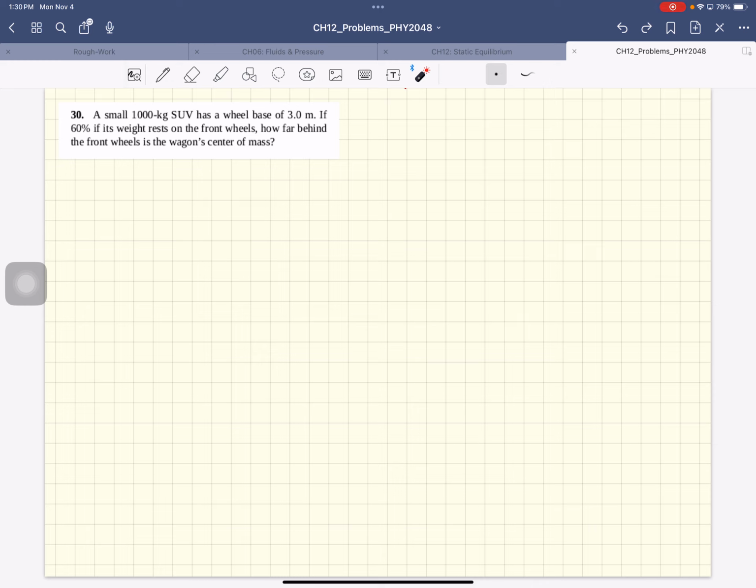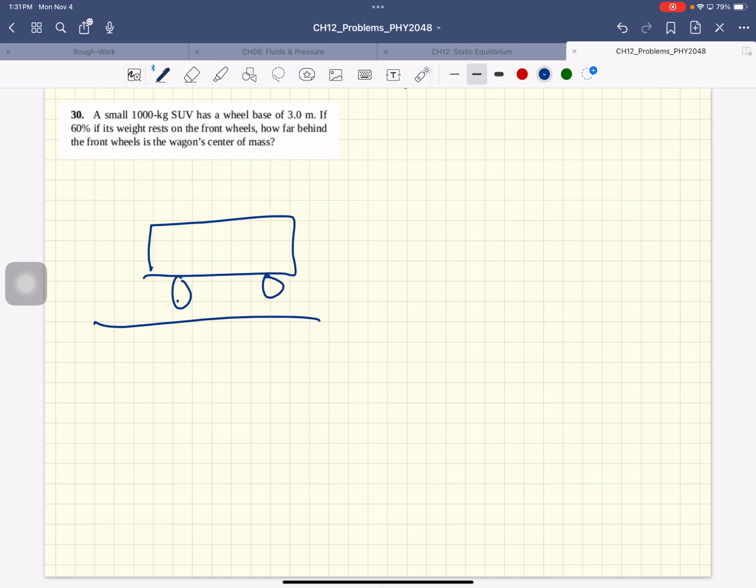A small SUV, 1,000 kg, has a wheelbase of 3 meters. If 60% of its weight rests on the front wheel, how far behind the front wheel is the wagon's center of mass? Okay. Wheelbase is 3 meters, so this distance is 3 meters. There's the center of mass.